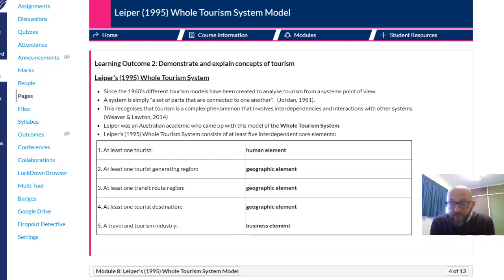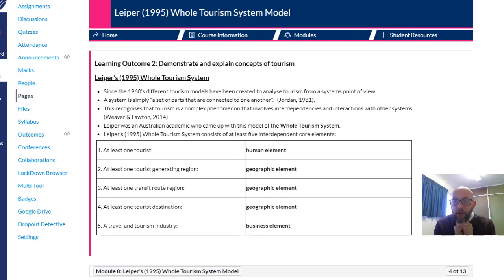What he said is that for the tourism system to work, and that tourism system, like you've just seen, that conveyor belt, actually he said you only need one tourist for that to happen. And that could be someone driving somewhere to pick something up and then driving back home. You need one tourist, you need that movement. You need a geographical element, so they go from one place to another place.